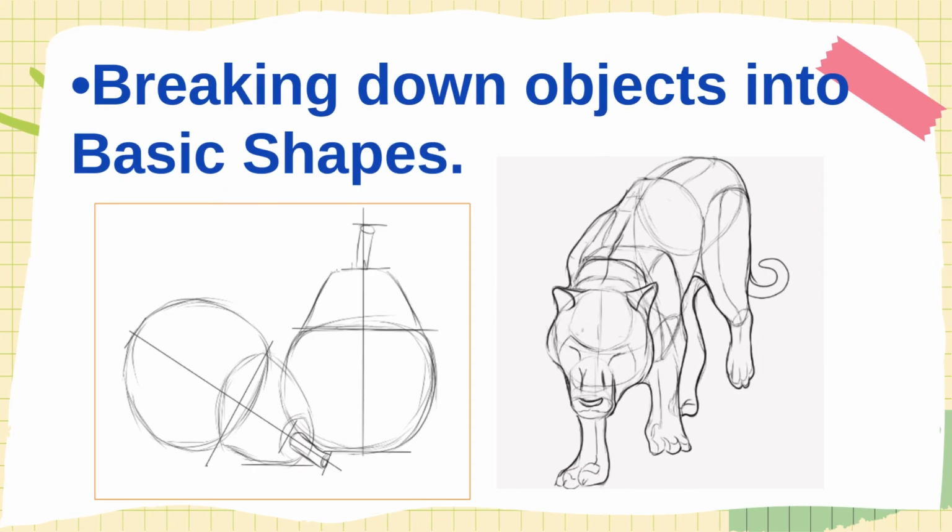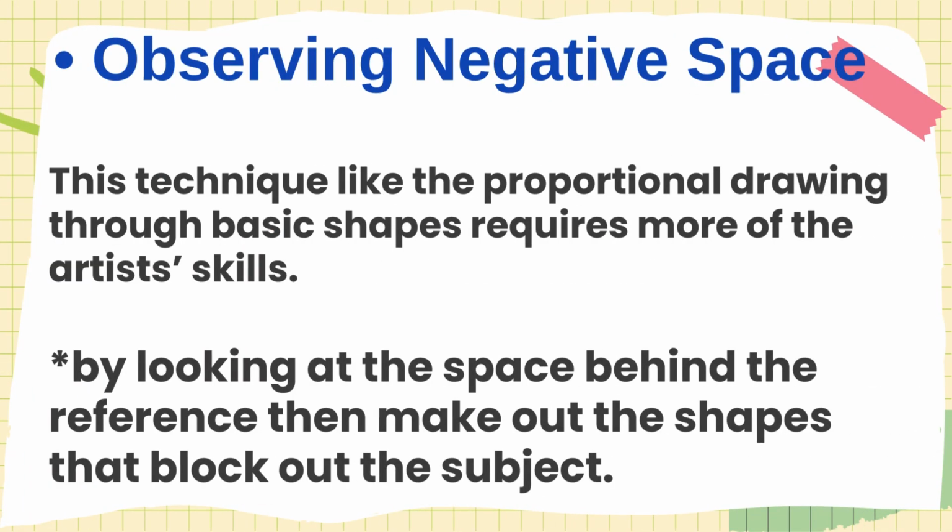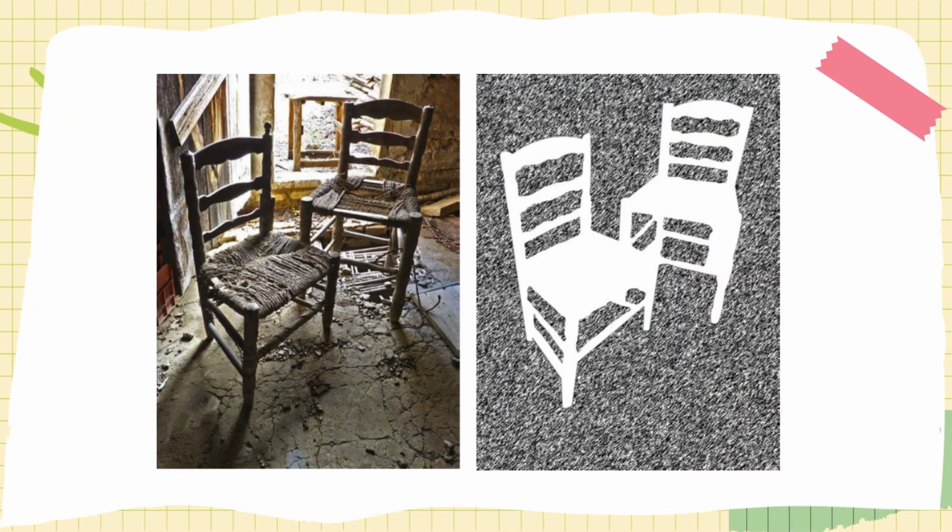Unlike the other 3 methods we discussed in this lesson series, drawing from basic shapes requires a lot of artist technique, experience and observational skills, rather than just copying details via comparative method or grids. Observing negative space. This technique, like the proportional drawing through basic shapes, requires more of the artist's skills. Instead of looking at your subject, this technique requires you to look at the space behind the reference, then make out the shapes that block out the subject.